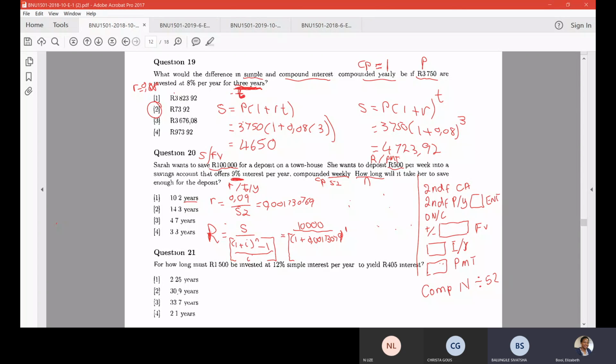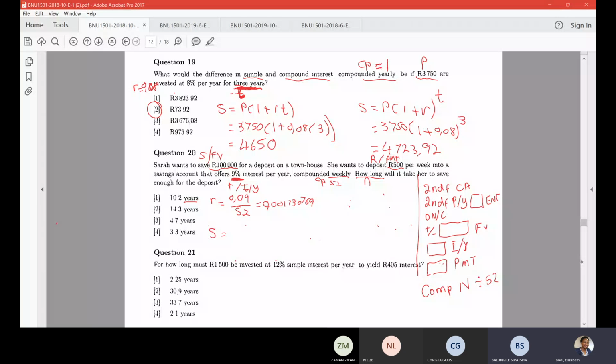My bad. What am I calculating now? Sorry, my bad. I am doing it all wrong. Sorry. I'm doing it all wrong. We need to calculate N, not I. I'm thinking of payment. Okay, so let's substitute correctly.